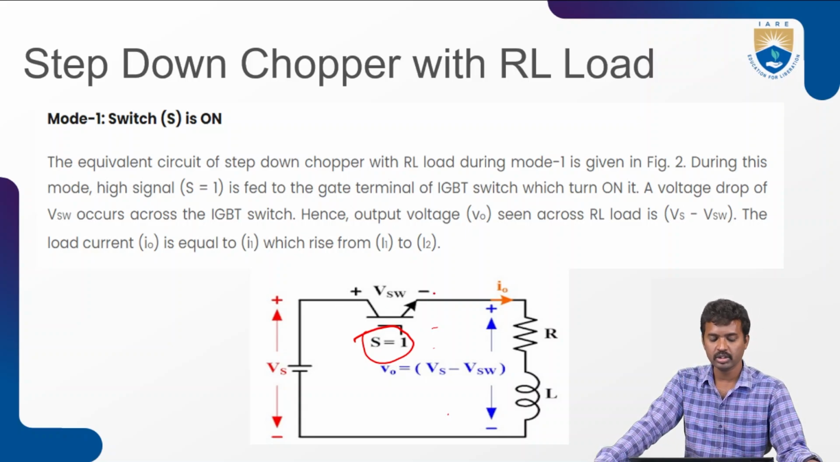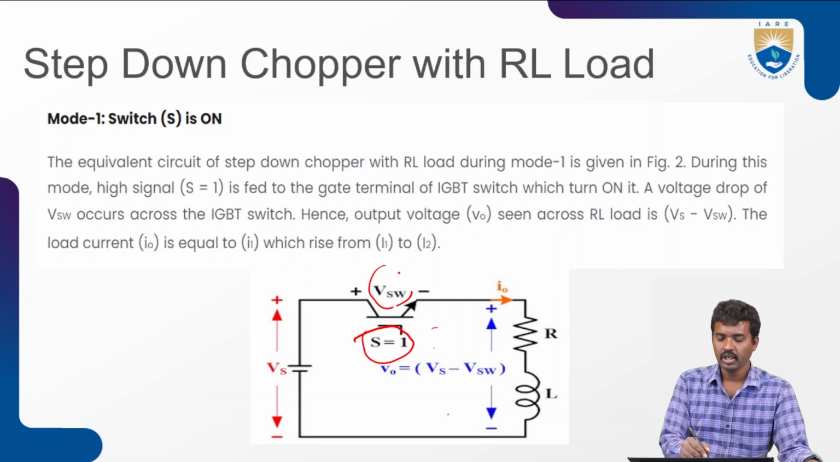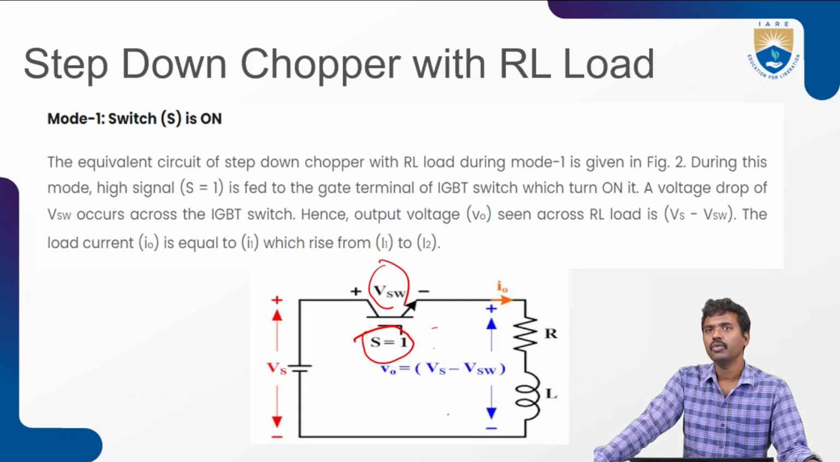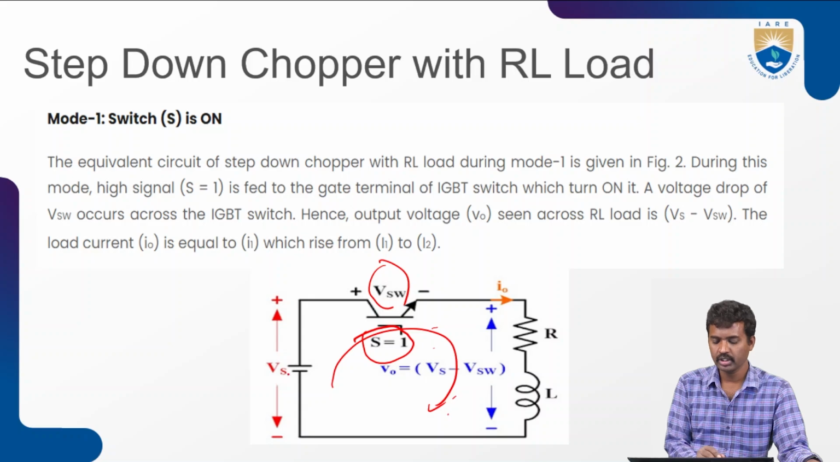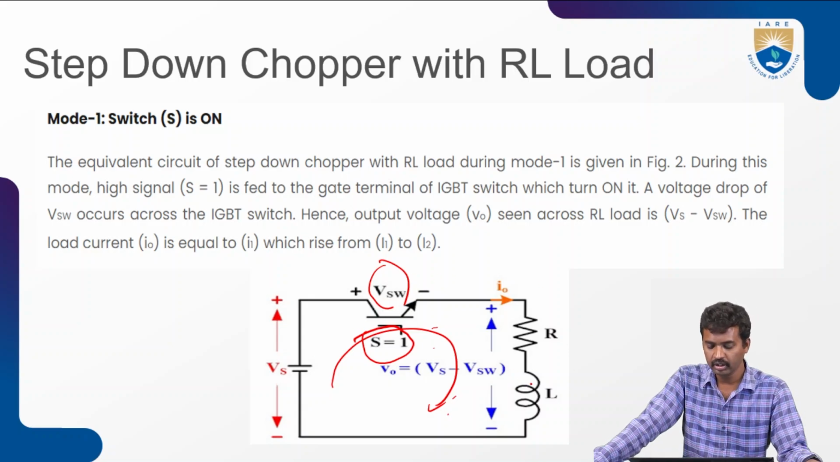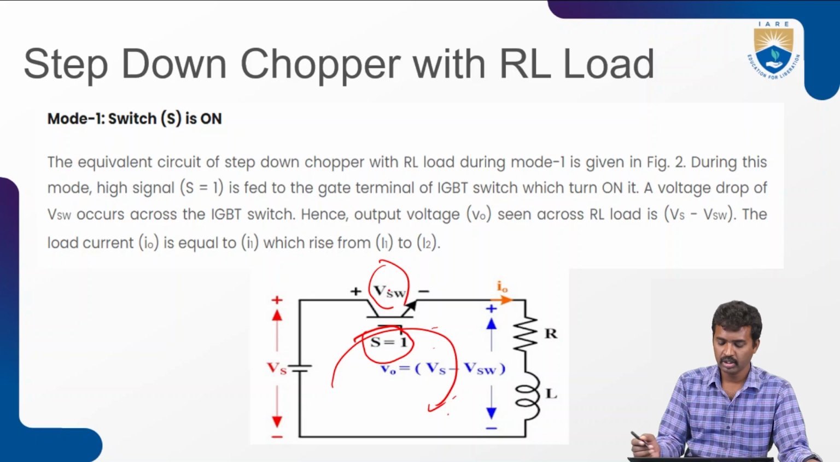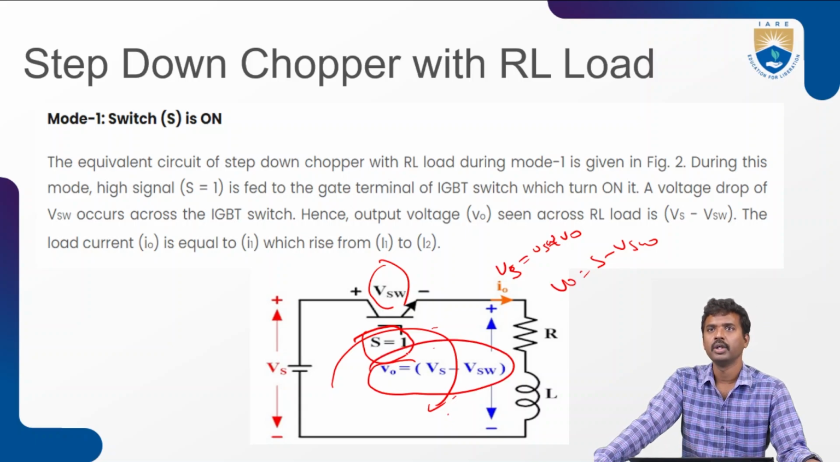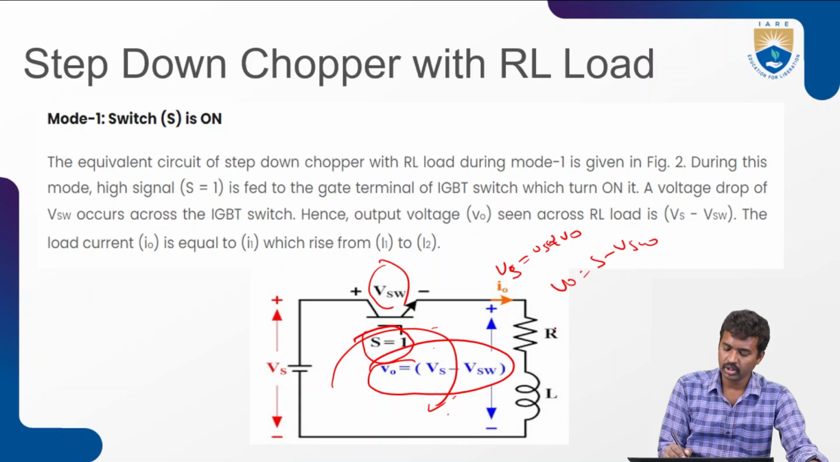Now the voltage across the switch, the IGBT switch, is VSW. So what is the output voltage? If you apply KVL in this loop, Vs equals VSW plus V0. The supply voltage equals the voltage VSW plus V0. So V0 equals Vs minus VSW. This is the equation for the output voltage. So in this case the output voltage is Vs minus VSW.